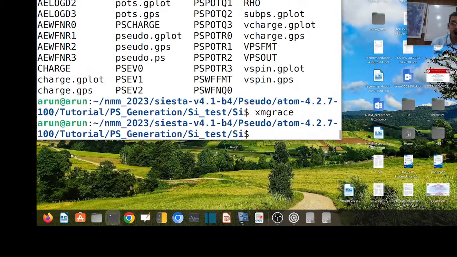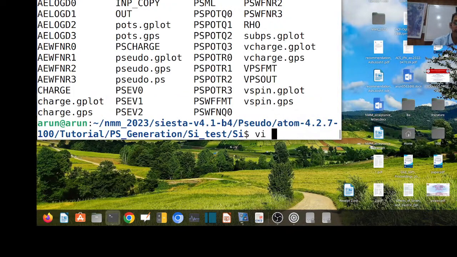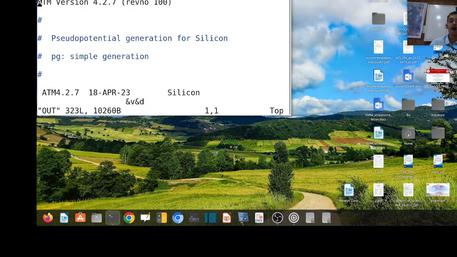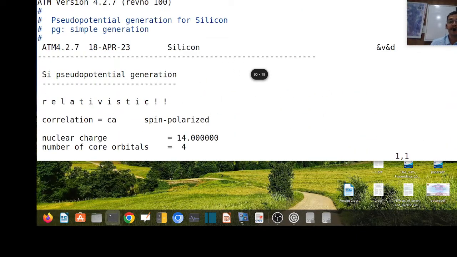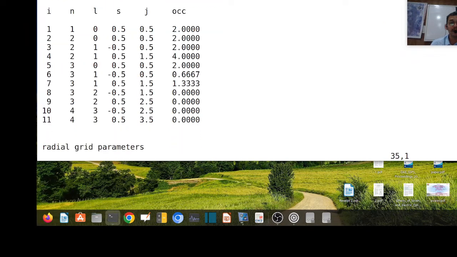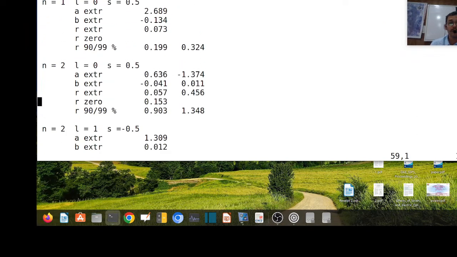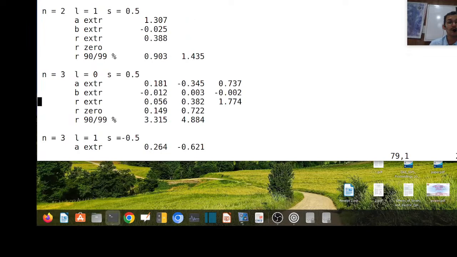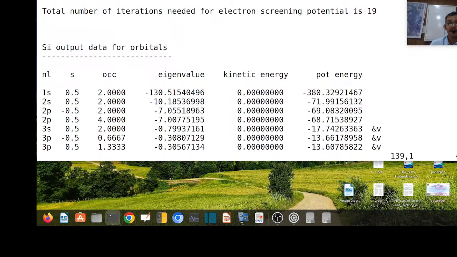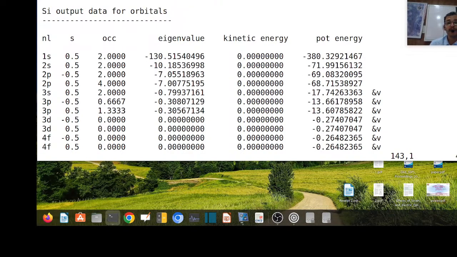And let me show you another very important thing. It is the out file. It contains all the information. This out file, inside the silicon directory, there is an out file. Here is the full information. What parameters you have chosen. If you have the go state, it was written in the out file. And these are the eigenvalues of energy, potential energy. And this corresponds to all electron.